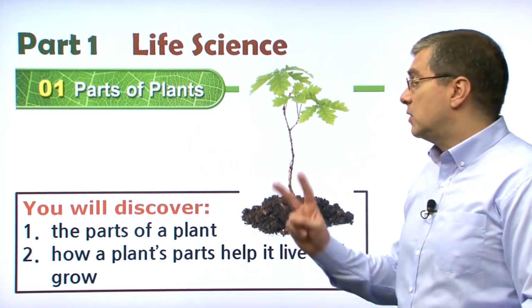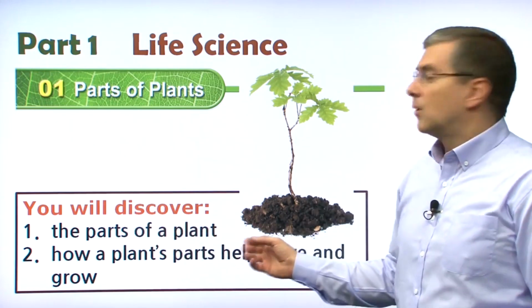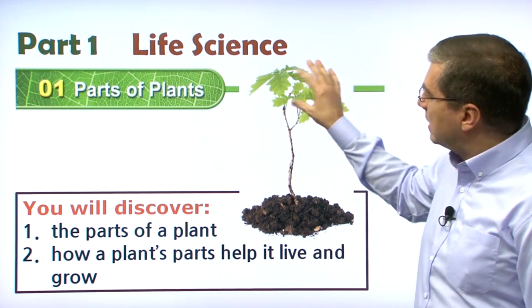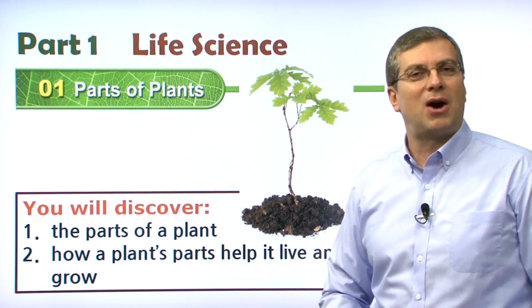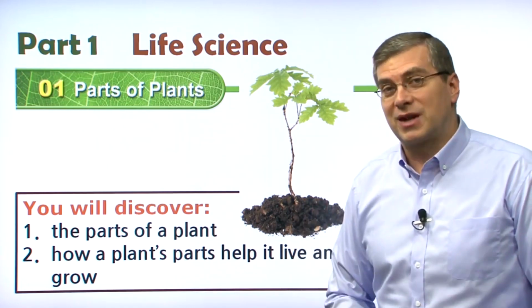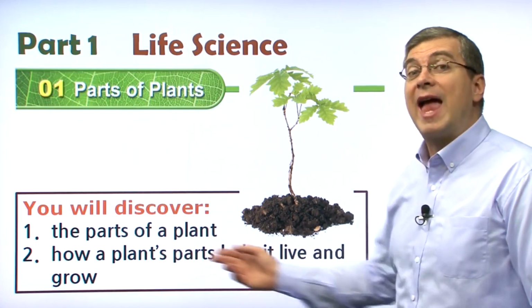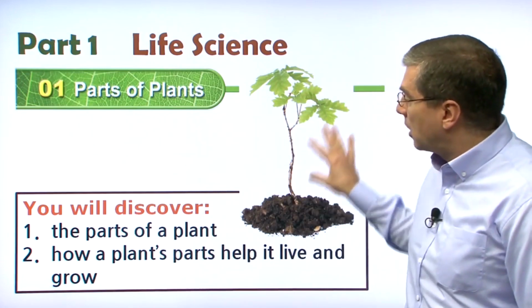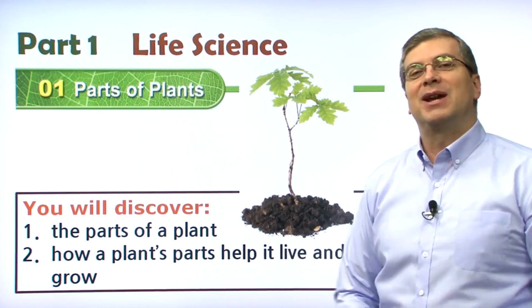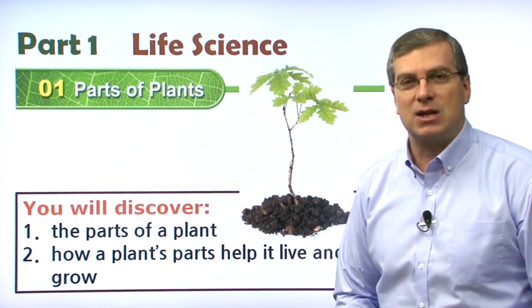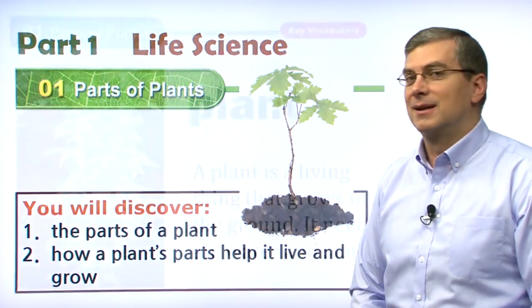Today, we will discover 2 things in our lesson. The first is the parts of a plant. Right? Here's a nice picture of a plant. We can see that there are different parts to this plant. We're going to talk about those different parts. The second thing you will discover in this lesson is how a plant's parts help it to live and grow. So how do these parts of the plant help it grow into a very big plant or a very good plant, a mature plant that we can use? Well, we're going to find out these 2 things in this lesson, so let's get started.